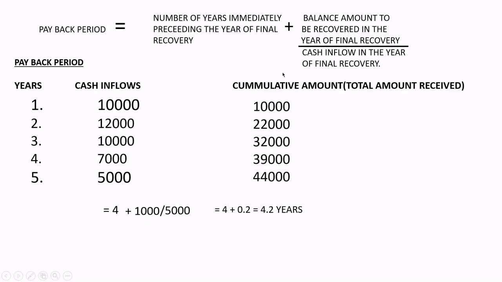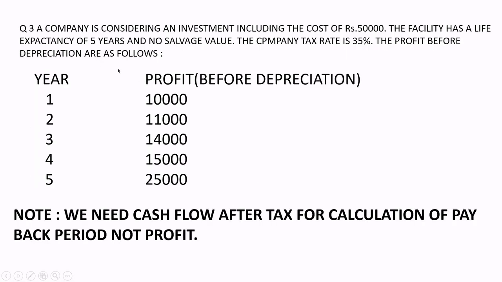Let's now learn another question on payback period for clearer understanding. In this question, a company is considering an investment costing 50,000 rupees. The facility has a life expectancy of 5 years and no salvage value. The company tax rate is 35%. The profits before depreciation are as follows.